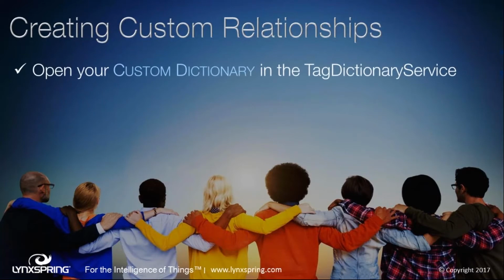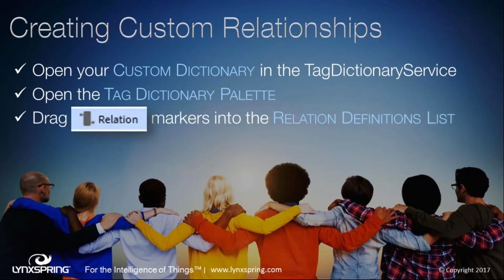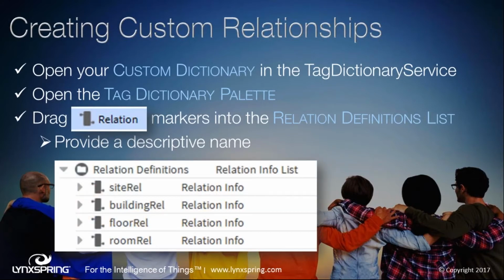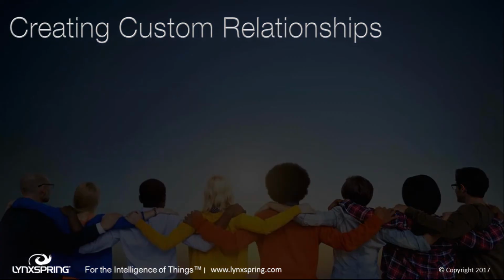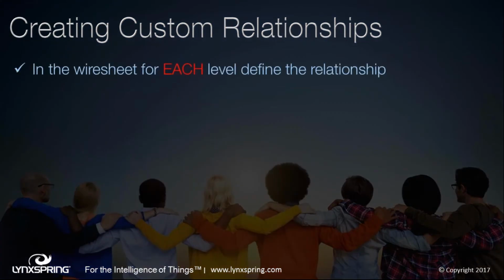So those custom relationships, you are going to create within your custom dictionary. Open it up, open up the tag dictionary palette. There is one that will say relation, and underneath your custom dictionary there is a section that says relation definitions. You'll drag that relation over into the relation definitions, and then you'll want to give it a descriptive name. So because we have our setup based on a structure site, I've got a site relation, a building relation, floor relation, and room relation. Once I have those created within my custom dictionary, I'm going to go over to the wire sheets. You can also do this within the nav tree.